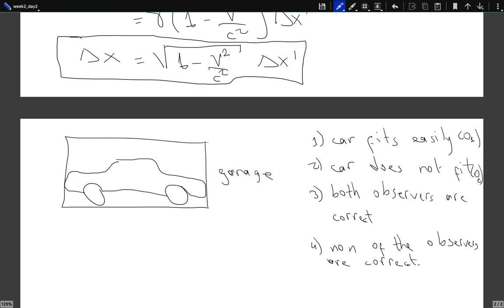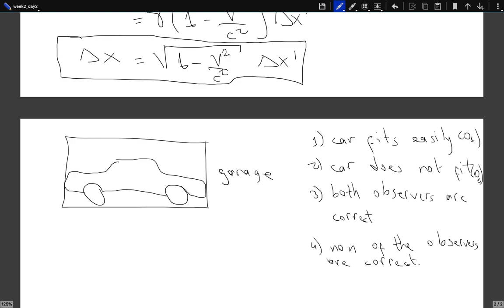Whereas observer 1 will say, no, you are wrong, because the events that you are calling at equal time are not simultaneous. You measured one before the other one. If you do it properly, when you measure the start and the end of the car at the same time, it easily fits. Basically, why do they disagree? Because they disagree on what is meant by simultaneous events. So because of that, both of them are correct.